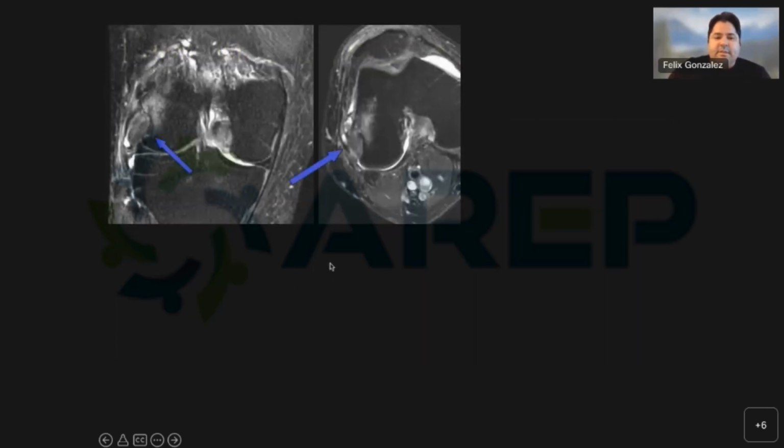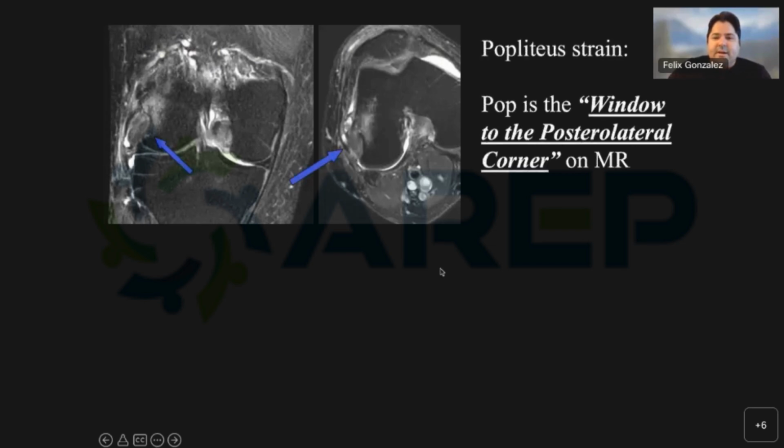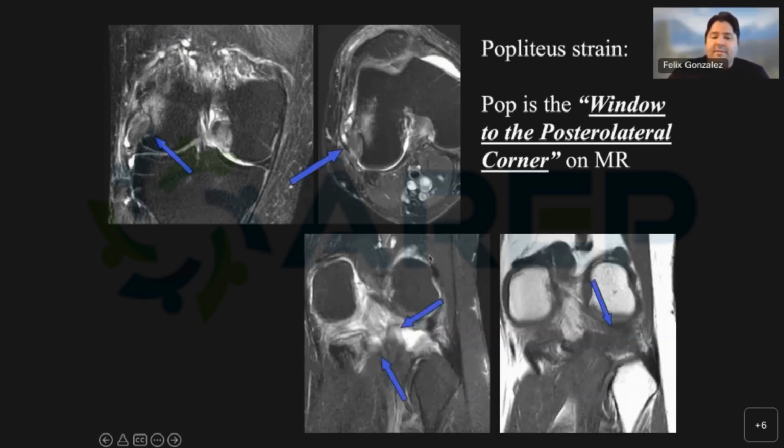All right, so this one is a popliteus tendon strain. Popliteus is a window to the posterolateral corner on MRI. Basically, it's the way that you get access to the joint. These are different injuries involving the arcuate and popliteofibular ligament.